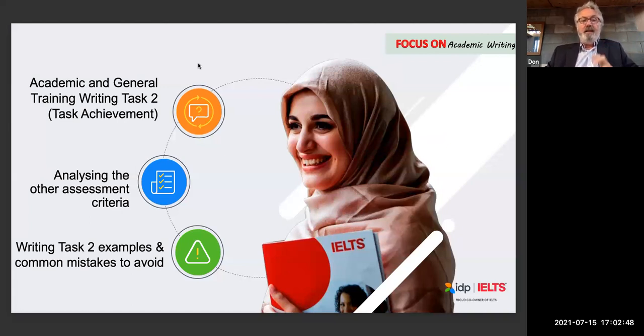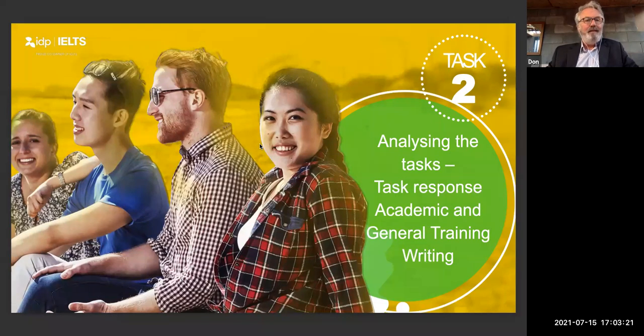We will analyze the other assessment criteria, and a special thing today, we will look at 2 actual essays, one very good essay and one at a band 6. And I'll show you why. One is a band 8 and the other one is a band 6. I'll show you also that sometimes people make simple mistakes, and I'll try and warn you about these simple mistakes. So let's begin by analysing the task.